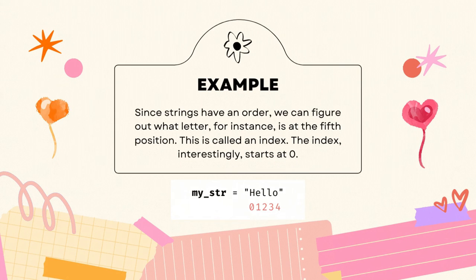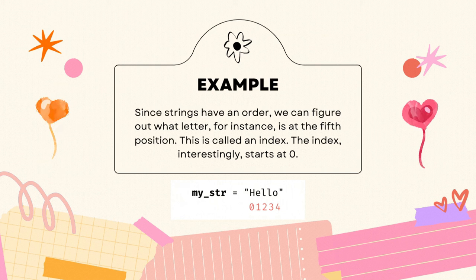What can we do with this information? Since strings have an order, we can figure out what letter, for instance, is at the 5th position. This is called an index. The index, interestingly, starts at 0. So whatever the length of your string is, your last position will be the length of your string minus 1.